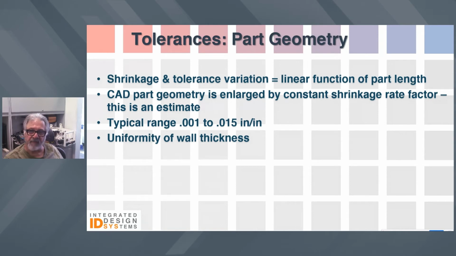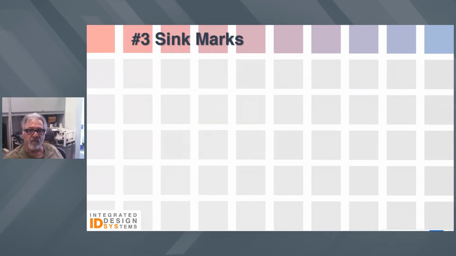Another factor, as I mentioned earlier, that affects the tolerance variation is the uniformity of wall thickness. So if you have a lot of variation in your wall thickness, certain areas of your part during cooling will cool more slowly than others, and it's going to affect the molded-in stresses and also the consistency and how those parts are molded from shot to shot.